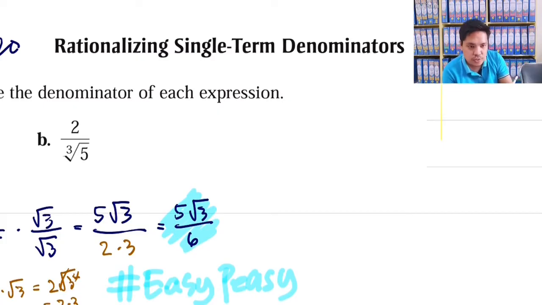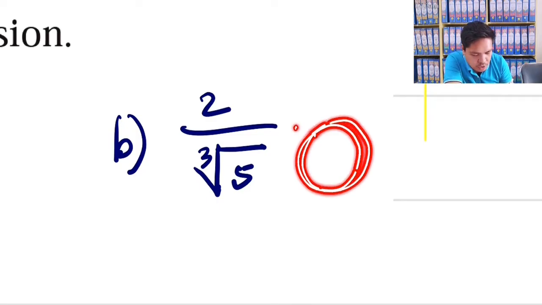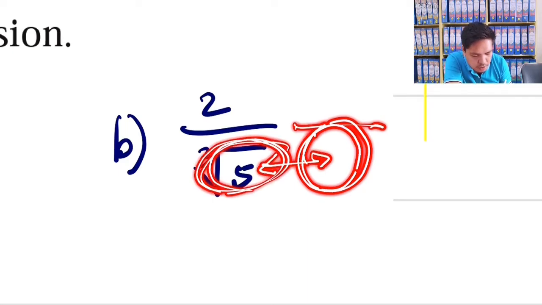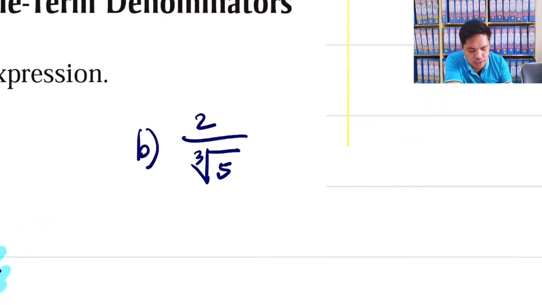Now, let's proceed to letter B. So, for letter B, iba na yung index natin. So, that's cube root. Cube root of 5. Again. So, yung gagawin natin, what number or what value should we multiply sa denominator para matanggal yung cube root? So, yun yung challenge natin ngayon.